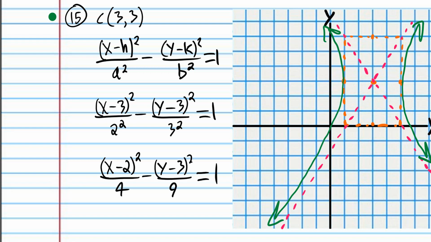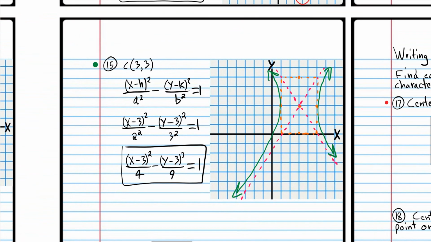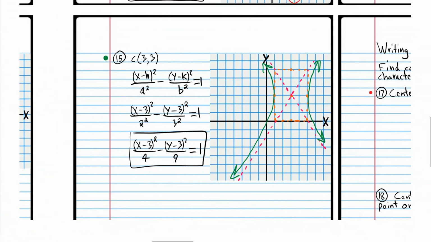So let's simplify, and there we go. Whoops, I wrote the wrong number there. That should be 3. So, did you get that one right? Perfect.